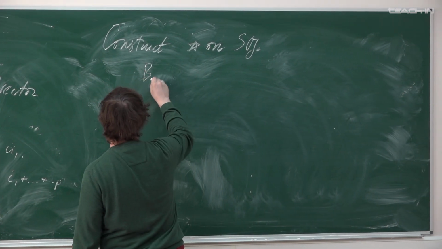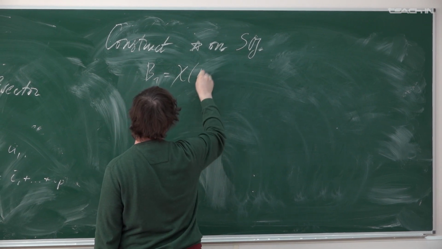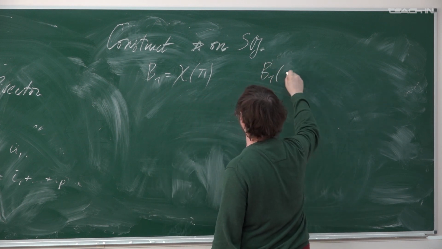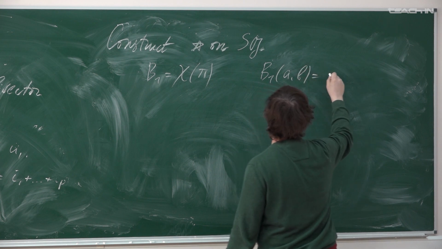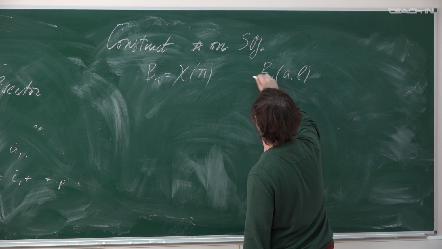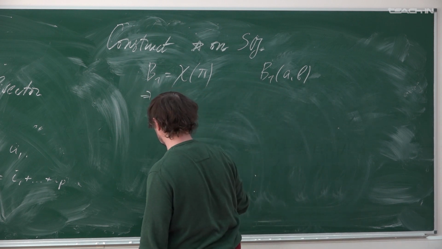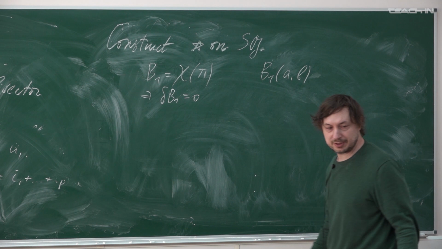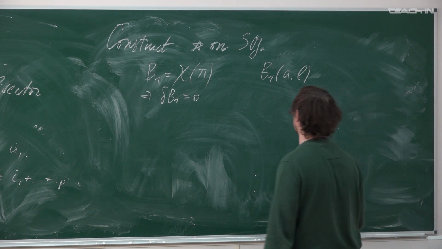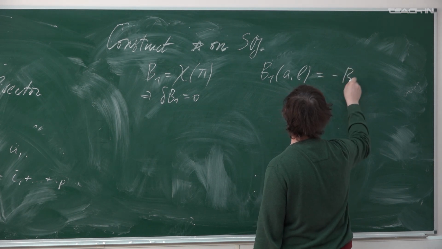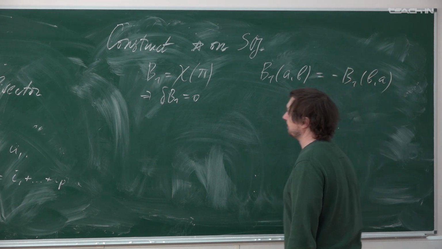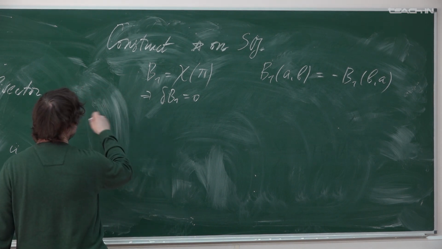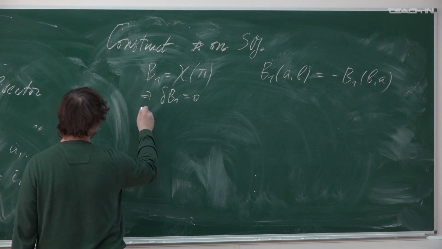So we begin with putting B1 equal to the Hochschild-Kostant-Rosenberg map applied to the bivector pi. It will mean in particular that B1 is closed, first, because it's in the image of the Hochschild-Kostant-Rosenberg map, so it should be closed. And also, B1 of AB is equal to minus B1 of BA. So let us now look for B2.